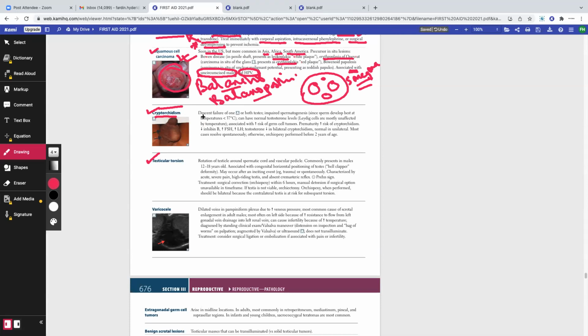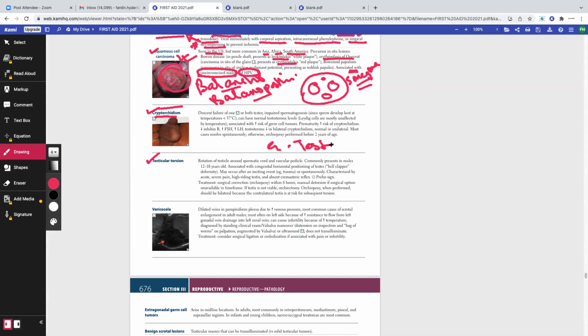Let's begin cryptorchidism. What is cryptorchidism? First and foremost, the testes develop in the abdomen. Yes or no? The answer is yes. Then, with the help of a fibrous tissue, can anyone tell me the name of the fibrous tissue? The name of the fibrous tissue is known as gubernaculum testis.